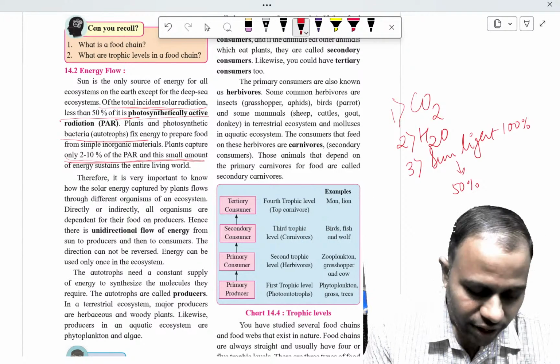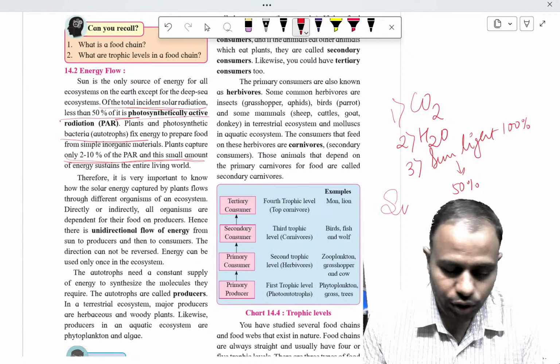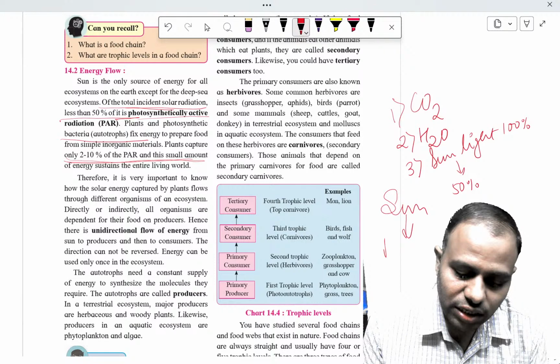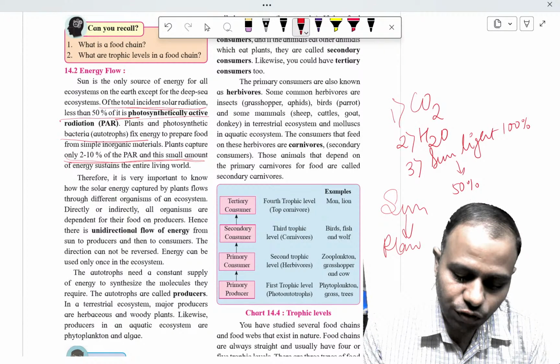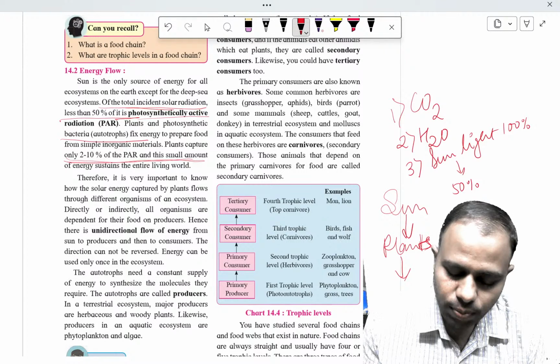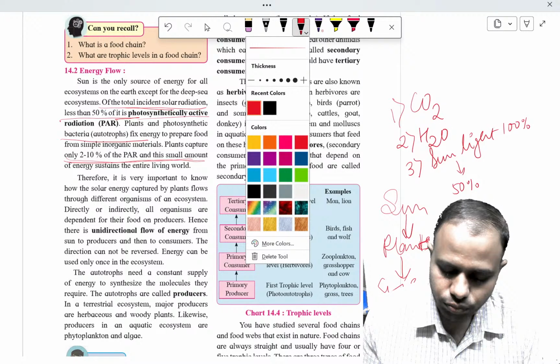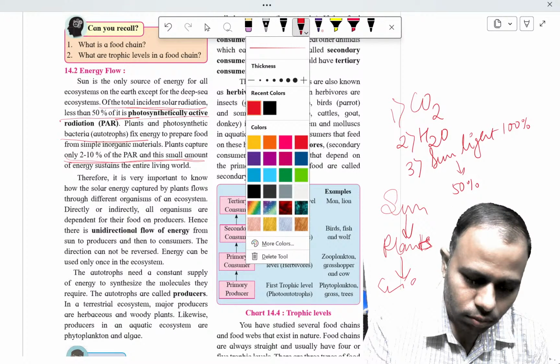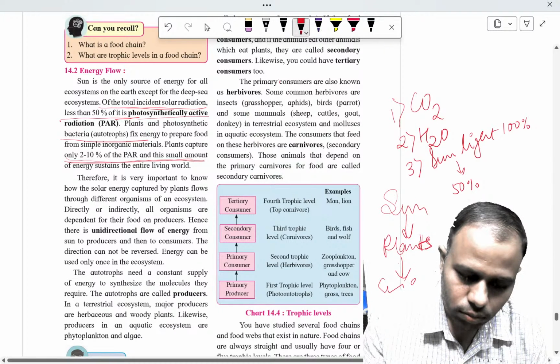Let us now see the flow of the energy. Energy is first of all present in the sun. From the sun it goes to plants, and from plants energy goes to consumers.